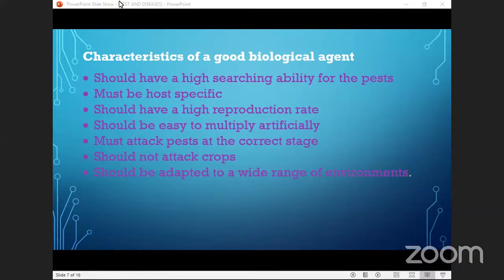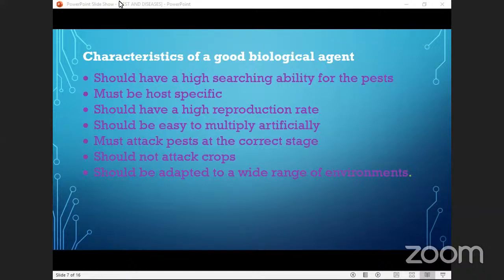It should have a high reproduction rate. It should be able to reproduce very, very fast, to multiply in number such that it causes a reduction in pest population. If you get a biological agent which is not productive, this means that the population of pests will overpower the population of the biological agent, which becomes a problem to our crops.